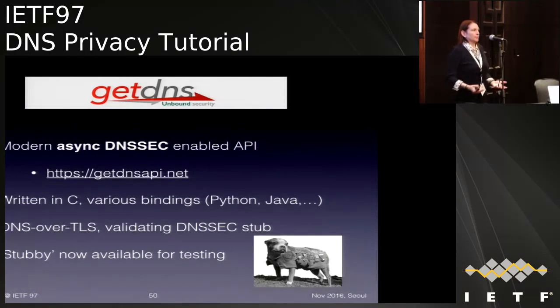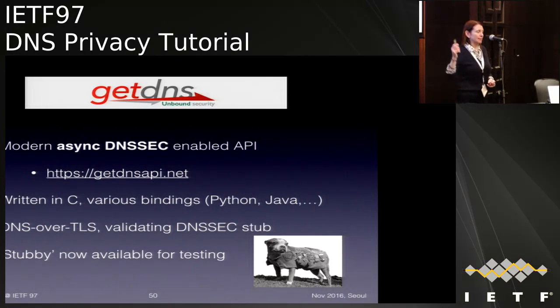So in order to use those servers, you need some client software that will connect to them. And what has been being developed over the last few years is based around GetDNS. So if you're not familiar with it, GetDNS is a modern asynchronous DNSSEC-enabled API. Bunch of information at the website. What it does do is it already implements DNS over TLS, and it is already a natively validating DNSSEC client stub. So it ticks 2 boxes in terms of enabling privacy.